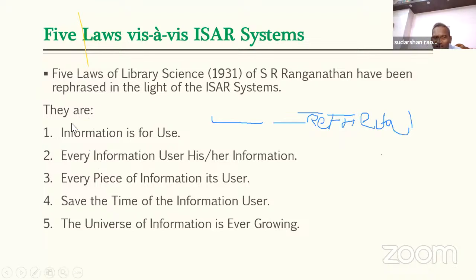So in the context of use of information, we said instead of books, information is for use. First law. The second law is, of course, every user his or her book, isn't it? Now here we say every piece of information must have a user, so every piece of information its user, every user its information.